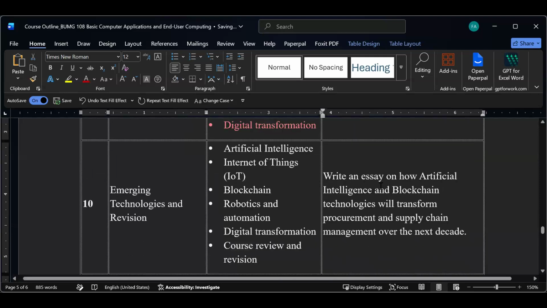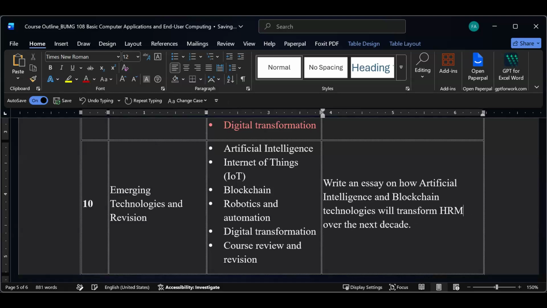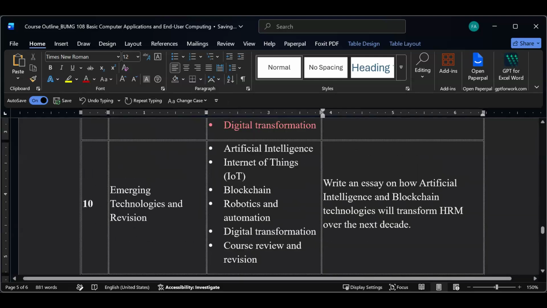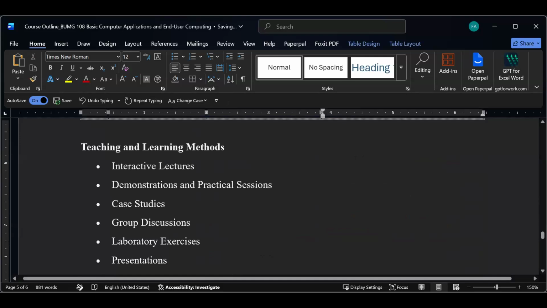We're going to have a project as well, a group project: an essay on artificial intelligence and blockchain technologies and how they are transforming HRM over the next decade. So this is by way of introduction, and the weekly programs and projects that we are going to do.